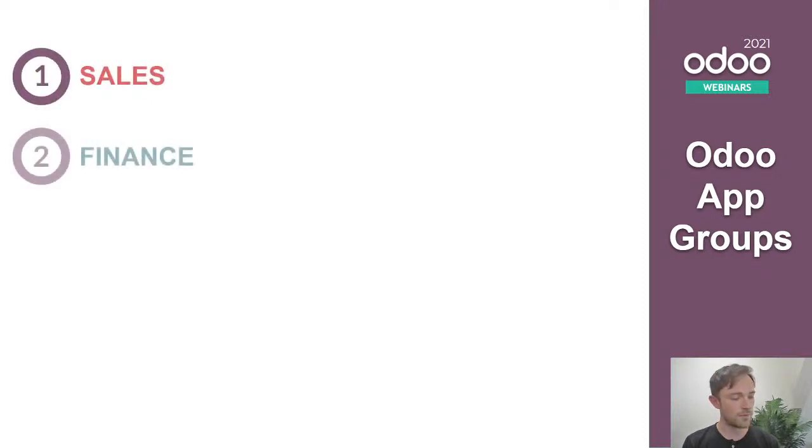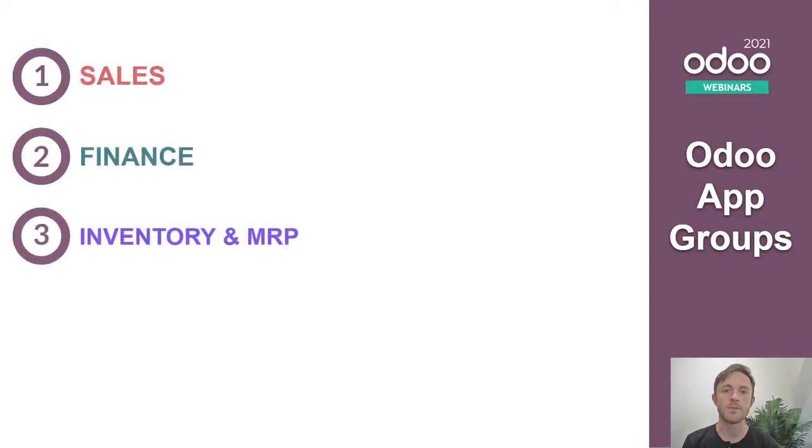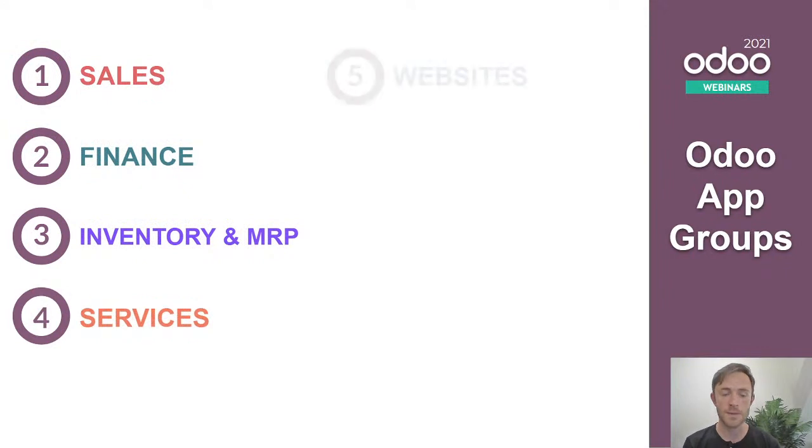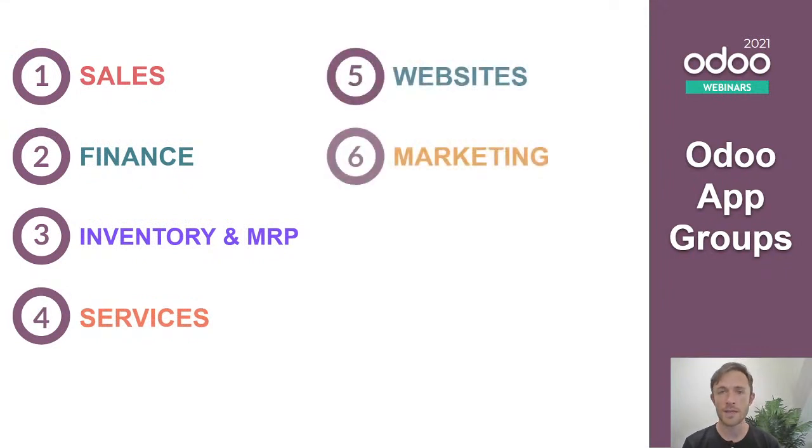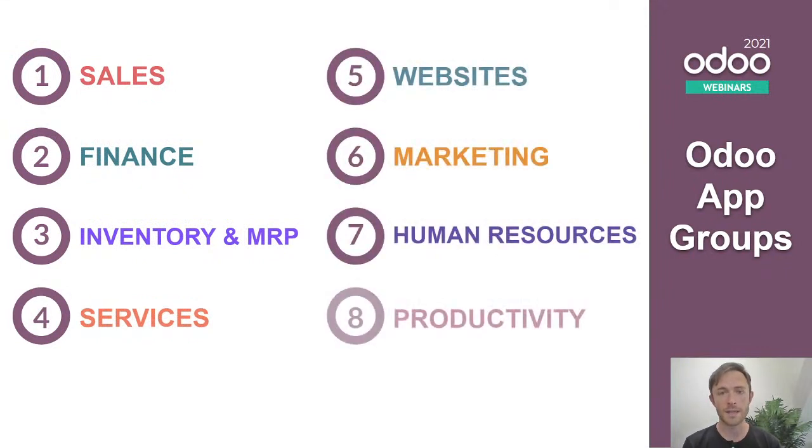We're going to go through it one group at a time. If you look at the odoo.com website, you're going to see that we organize our apps by different business groups because it's easier that way. So we've got sales, finance and accounting, inventory and manufacturing, the services apps, websites, marketing, human resources or HR, and the productivity app groups. Okay, so here we go. Let's try to cover 37 apps in 37 minutes or so, and let's start getting through them.